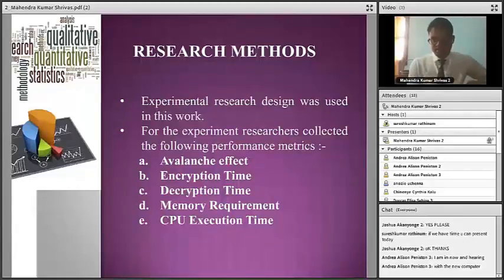Mahendra Kumar, sorry for the interruption. You have 2 minutes left. Kindly conclude, please. Right, time is over, and you have 2 minutes left.